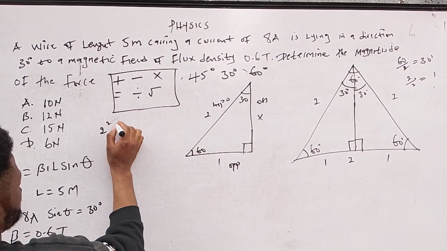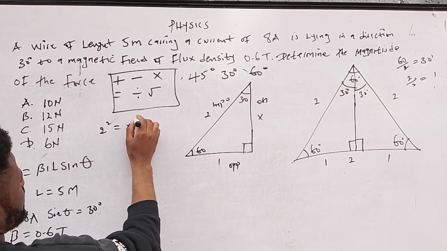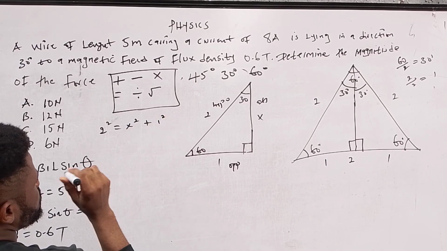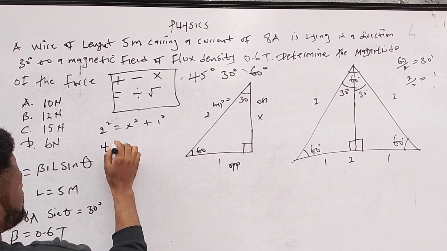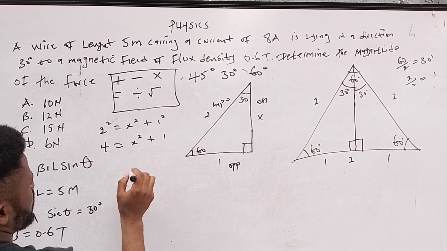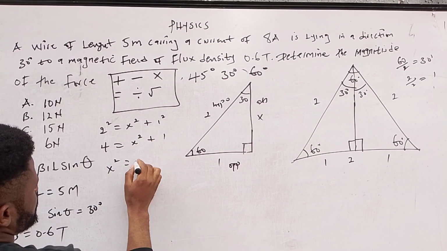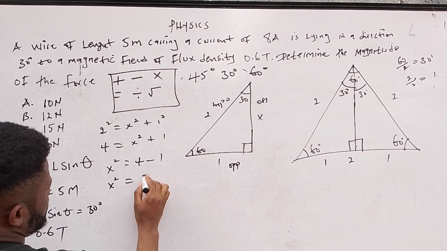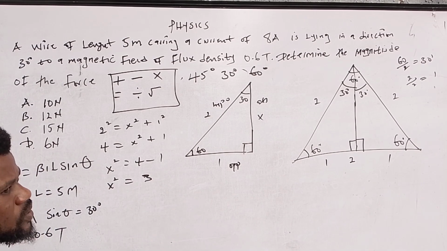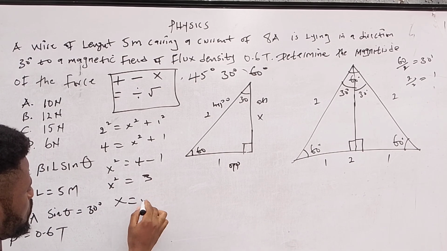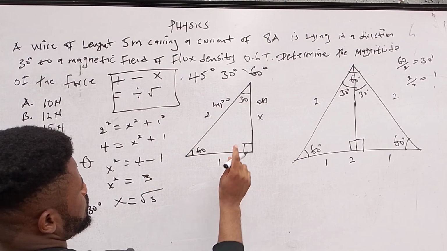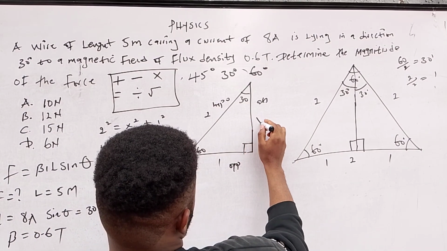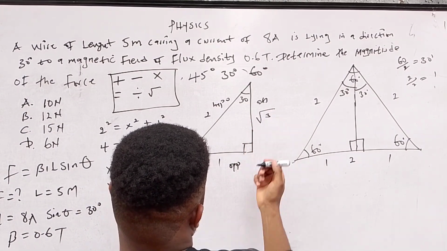So I will have 2 square is equal to x square plus 1 square. So you have 4 is equal to x square plus 1, so that x square is equal to 4 minus 1. So x square is equal to 3. The inverse of square is square root. So x is equal to square root of 3. So I will erase x and put square root of 3.